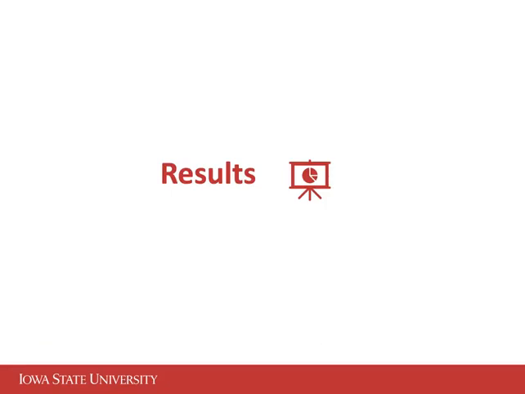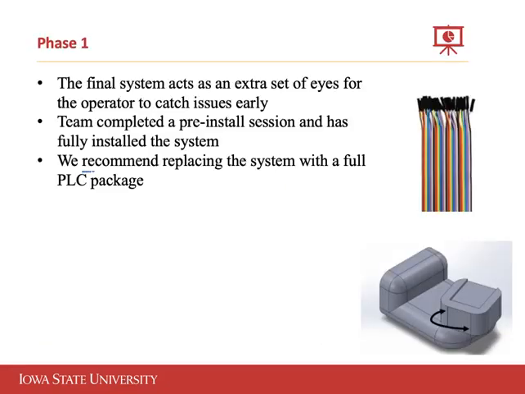Next, we will talk about the results that we saw from each one of these phases. I'll start with Colton on phase 1. In terms of phase 1, we had the final system act as an extra set of eyes for the operators to catch issues early, and this ended up working out perfectly. We have all 3 different types of sensors installed: the L guide, the flat guide, and the sensor for when the coil runs out, and it will alert the operator. It is currently up and running at Sukup.